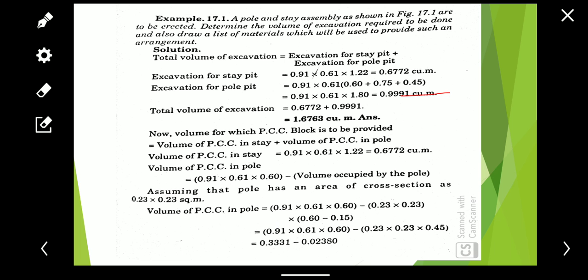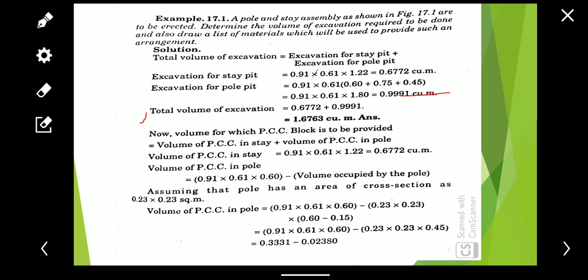Then the volume of the excavation is equal to stay pit plus the pole pit. So the stay pit is 0.677 plus 0.9991. So calculated, it is 1.6763 cubic meter. It is the total volume of the excavation.